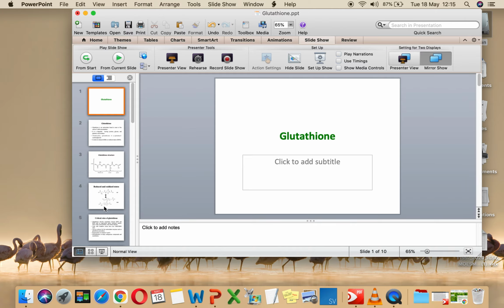Apart from this, glutathione is also involved in the neutralization of other endogenous products such as methyl glyoxal. Methyl glyoxal is one of the side products produced in glycolysis, and it is also neutralized by glutathione. In addition, molecules such as malondialdehyde and 4-hydroxy-2-nonenal are the end products of lipid peroxidation, and these products are also neutralized with the help of glutathione. Okay, so this is regarding the glutathione.